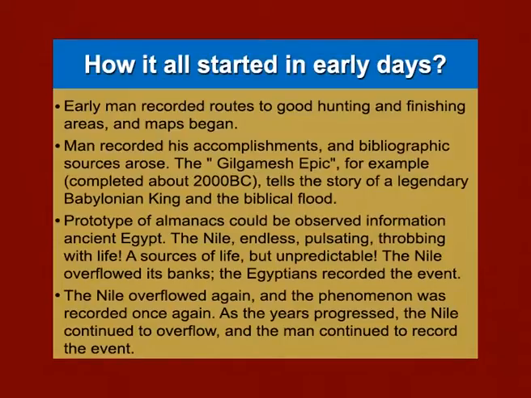The Nile overflowed again and the phenomenon was recorded once again. As the years progressed, the Nile continued to overflow and man continued to record the event. So, after every instance of flooding of the Nile river, this entire thing was recorded again and again. At the end of it, there was an entire body of information in the form of an almanac. It talks about the entire Nile river. So, it was very important to understand that.